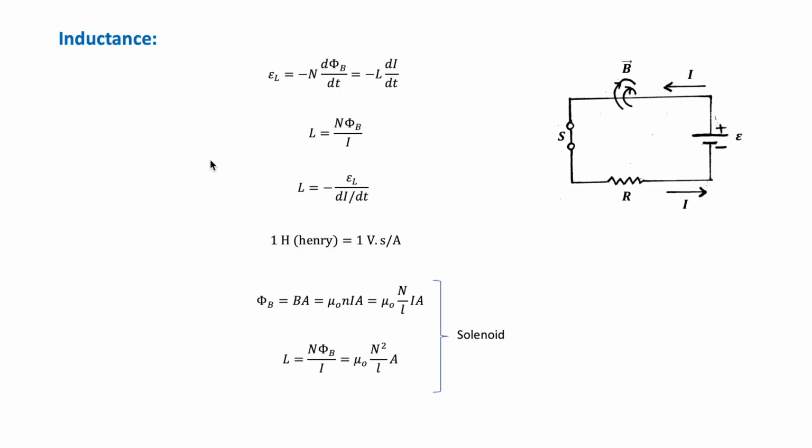So we will now consider inductance. Consider this circuit shown here. When the switch is closed, the current doesn't immediately jump from 0 to E over R, and this can be explained by Faraday's law. Because as the current increases with time, the magnetic flux through the loop also increases with time.